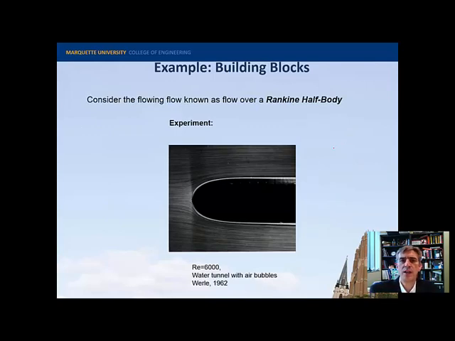This is flow over kind of a blunt nose. And in general, this is called the Rankine half-body problem. So here's the body right here. And what we have is the flow comes in and it stagnates onto the leading edge of the body. So we have a single stagnation line. But the majority of the flow goes up and around and over the body.